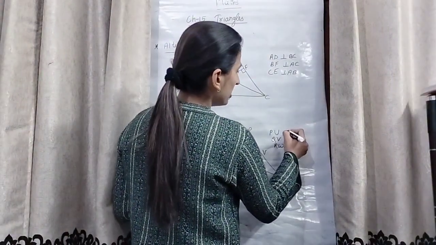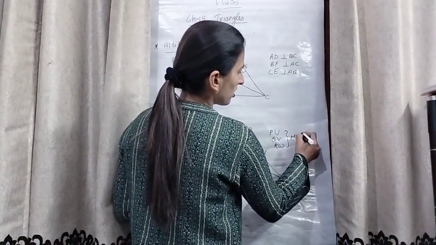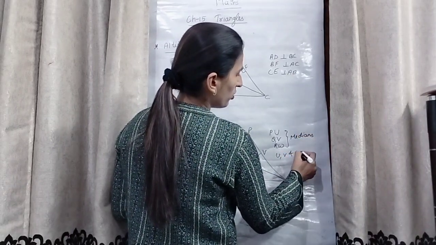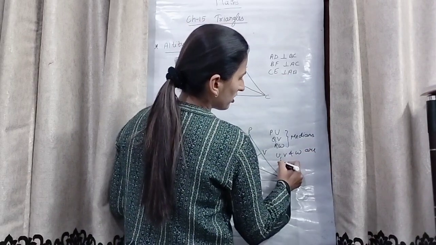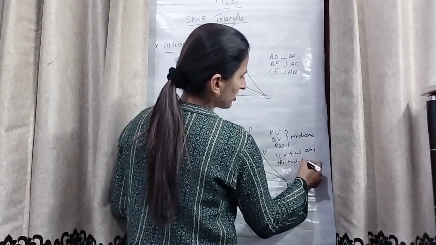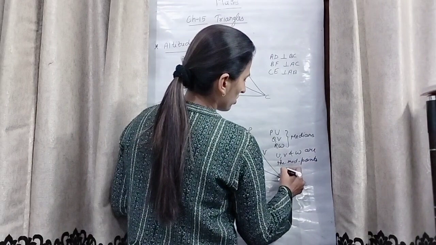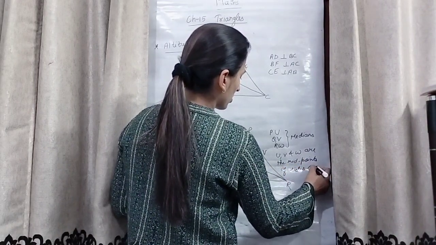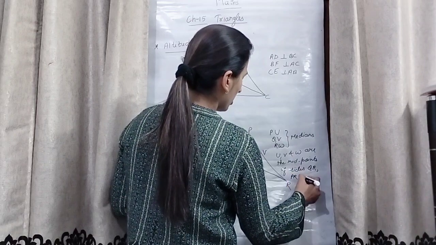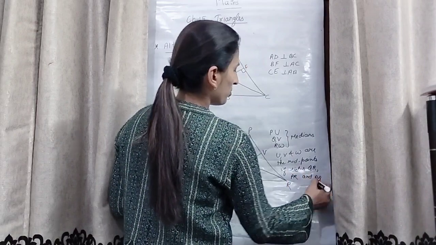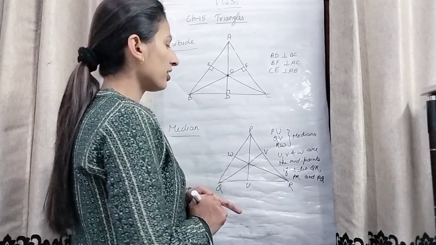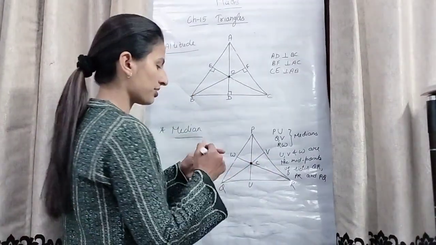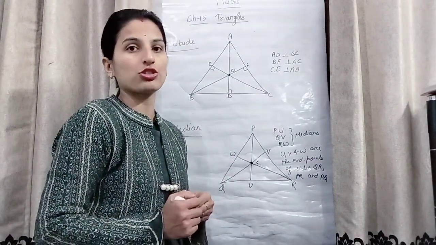So these are the medians, such that U, V and W are the midpoints of sides QR, PR and PQ. Okay, and where these three medians intersect each other, that point of intersection is known as the centroid.